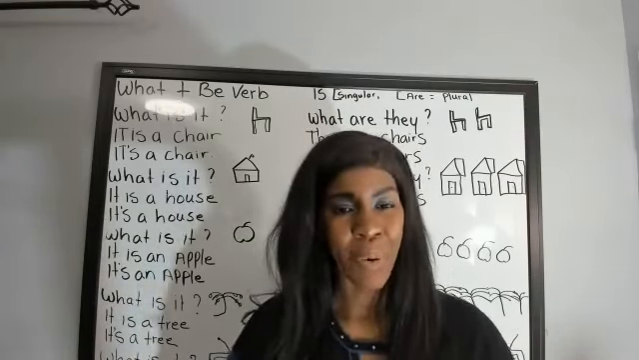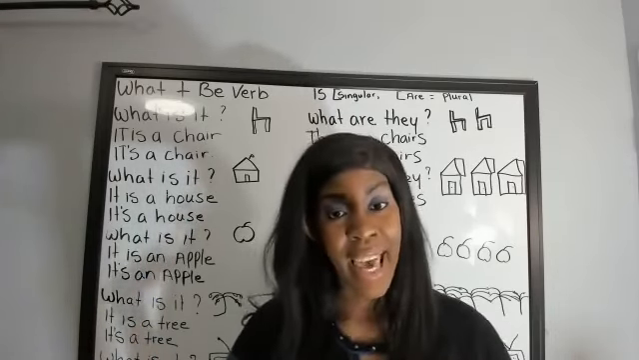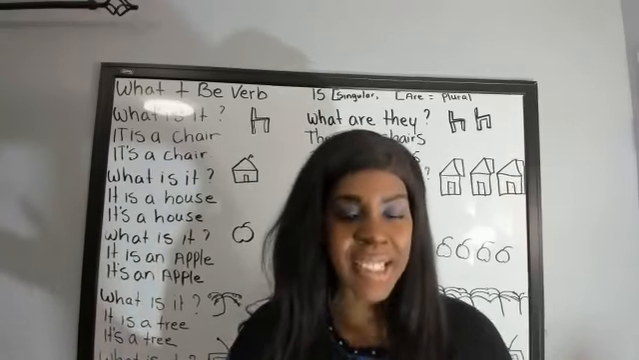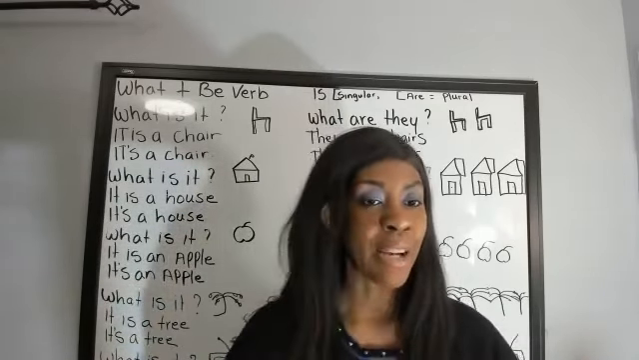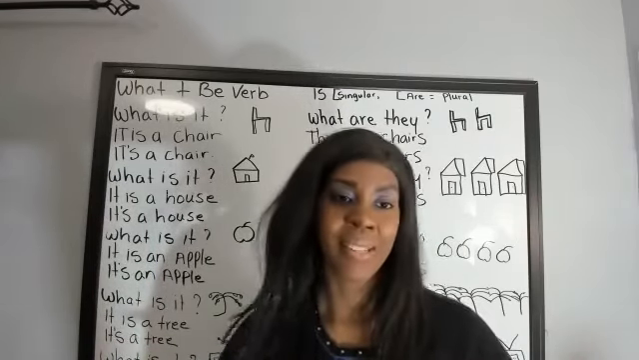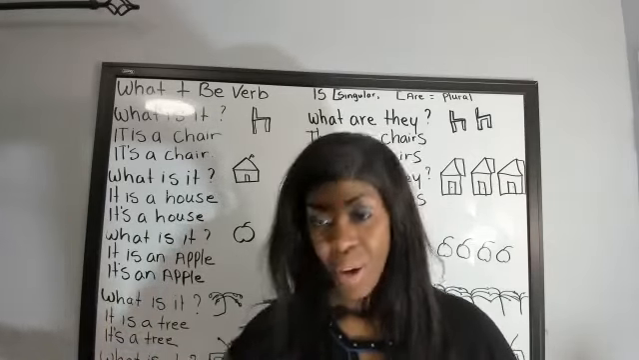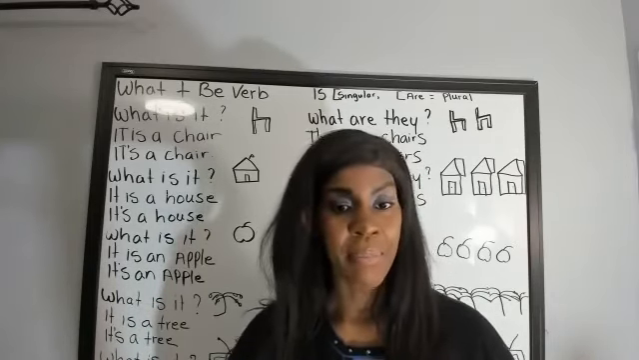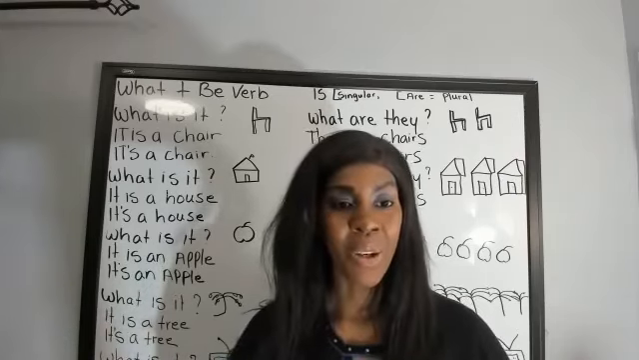It's plural now. Who are they? They are Tracy and Amanda. Now, I just gave you two names because it's two people. So if I had one person, I would have asked, who is this? She is Sandra. Who is this? He is Abraham. Who is this? This is Michael.